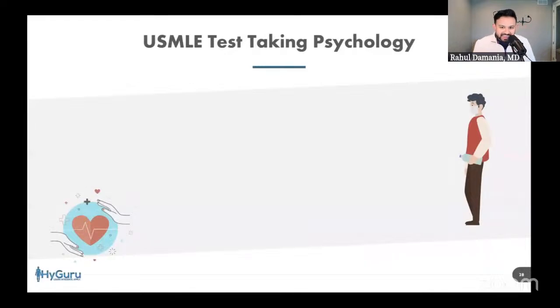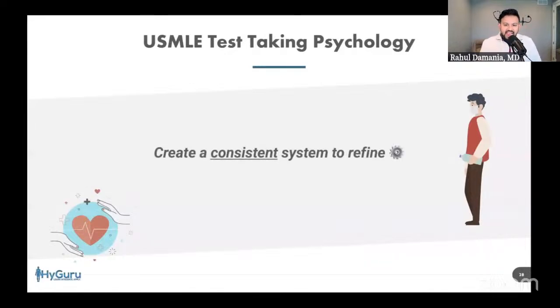Another test-taking psychology: create a consistent system to refine your results. Remember that consistency and the discipline to do something over and over and over again with the intention of always improving, that deliberate practice, is very important. So when we create our system, you might go back a few days from now and say, this is not working for my learning. Okay, now you have refined your system.